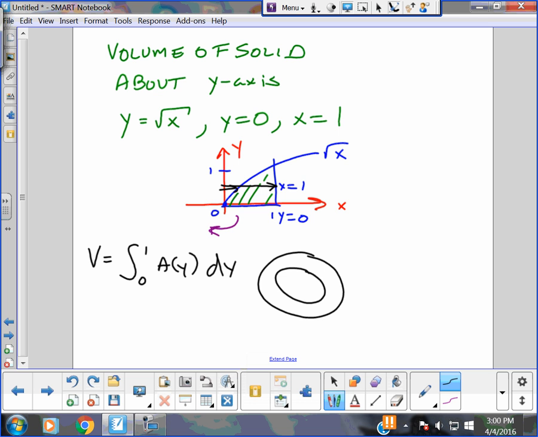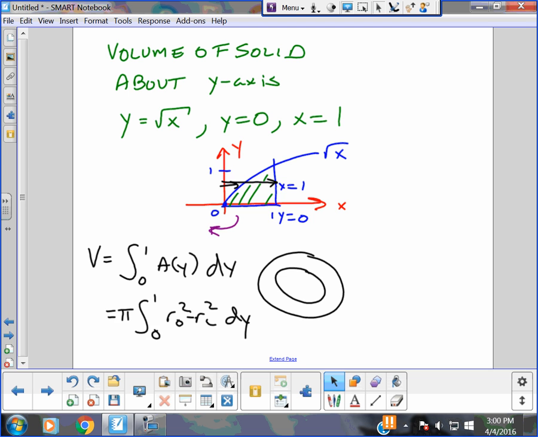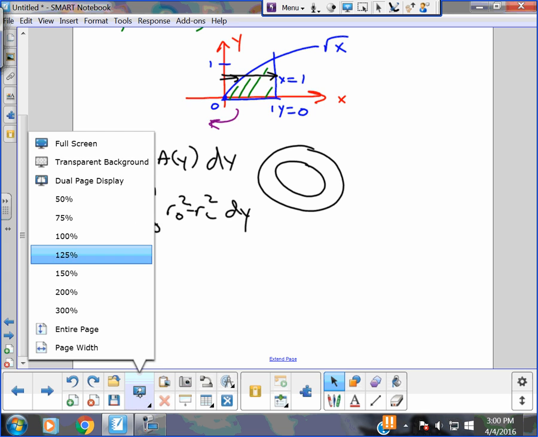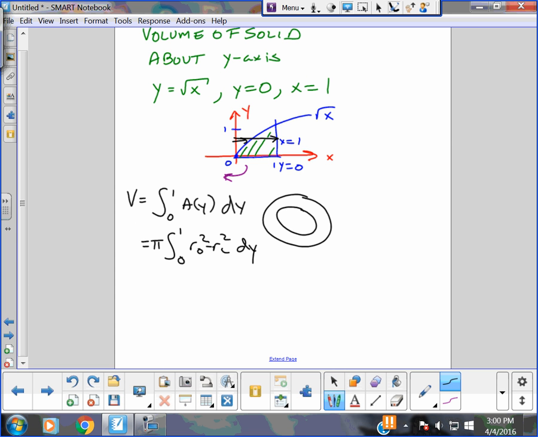So we have an R_O and an R_I. We'll use Callista's shortcut here. A washer has an outside radius squared minus an inside radius squared, and I have to define those. Looking at my picture, it's easy to see what the outside radius is. It is always 1. So the outside radius is 1, and 1 squared is 1.